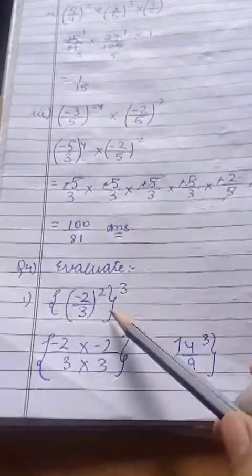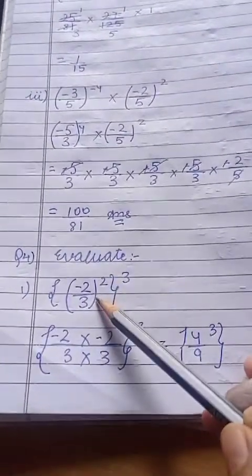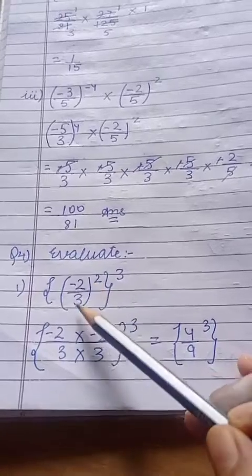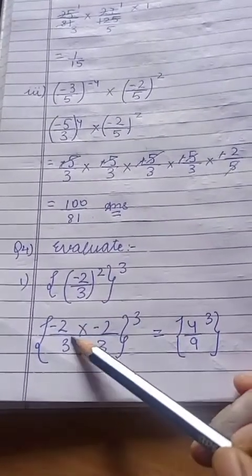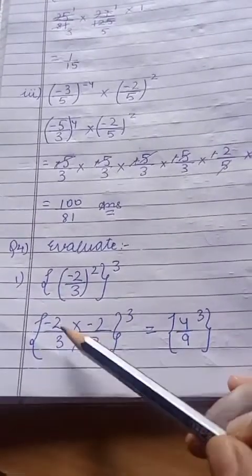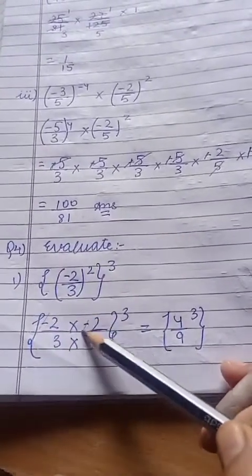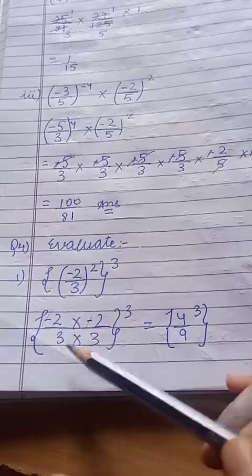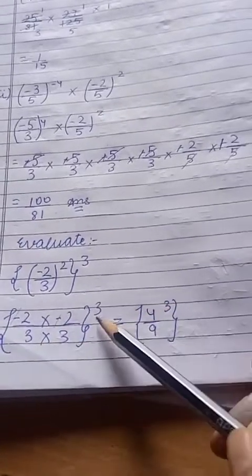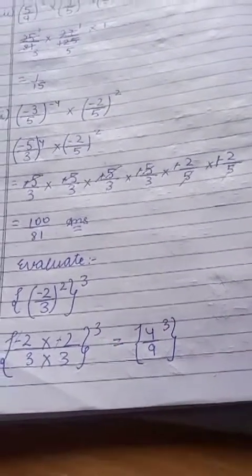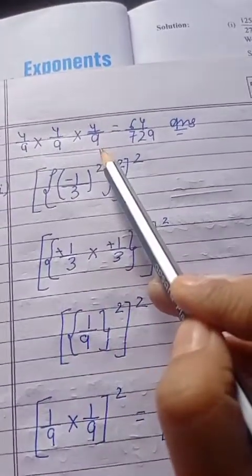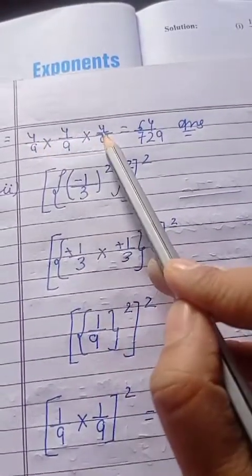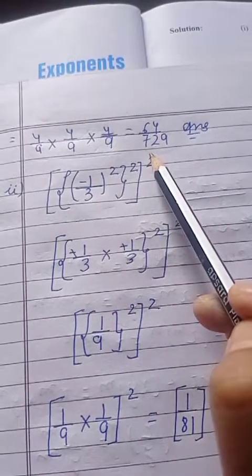Clear? Fourth question is evaluate. So first of all, we'll solve the simple bracket. Minus 2 by 3 raised to the power 2 means multiply minus 2 by 3 two times. Clear? Multiplied, minus will get cancelled with minus. You are left with 4 by 9 raised to the power 3. Now multiply 4 by 9 three times. It will be 4 by 9 into 4 by 9 into 4 by 9. 4 4s are 16, 16 4s are 64 by 729.